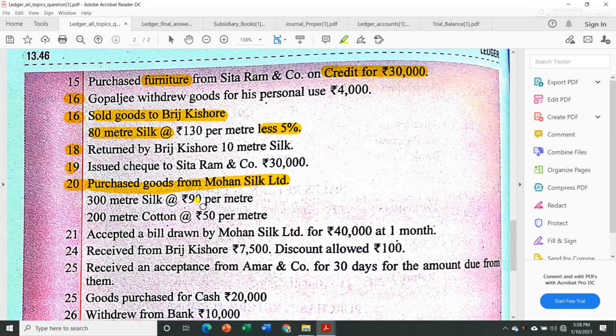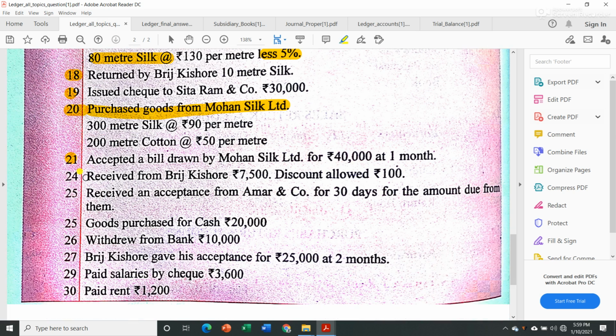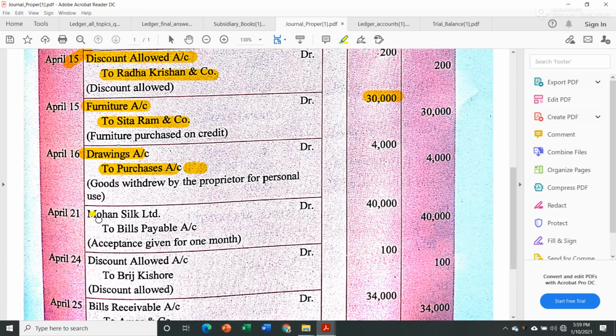Now let us see the next transaction. On April 21, accepted a bill drawn by Mohan Silk Limited for 40,000 at 1 month. Now accepting a bill is nothing but bills payable. So we just received a bills payable. We haven't received any cash, so that means we have to record it in the journal. So we will write Mohan Silk Limited to bills payable. Since bills payable is our credit or liability, we will credit this account and we will debit Mohan Silk Limited account with 40,000.